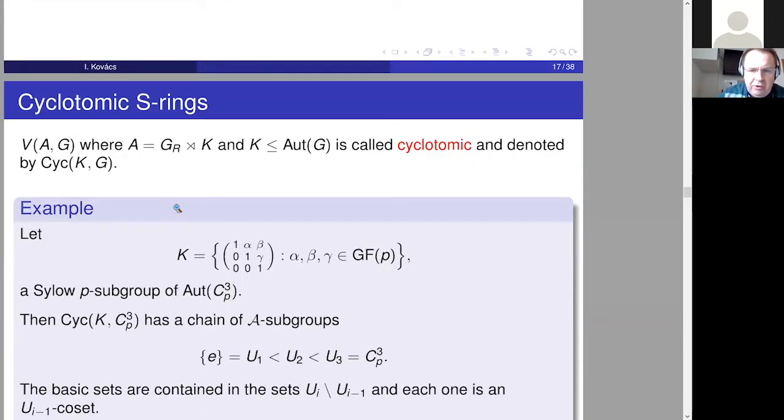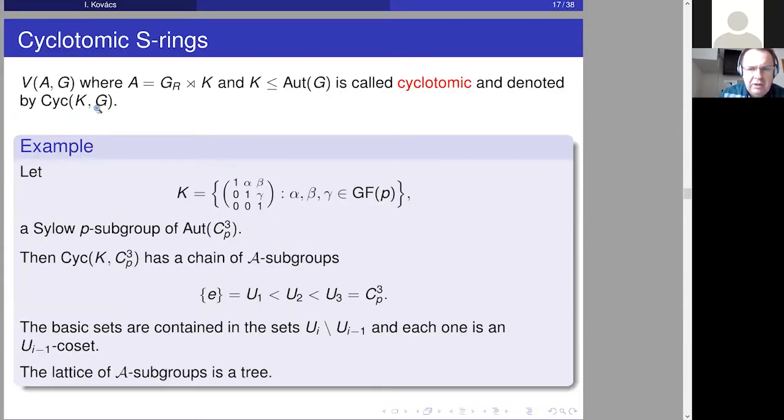Before I give you an example, I just want to introduce one more terminology, and this is cyclotomic S-rings. This is the case when we take a transitivity module induced by a group contained in the holomorph. So now A is just a semidirect product of the group of right multiplications with a subgroup of the automorphism group. In that case, we also use this notation for the transitivity module. So this is a cyclotomic S-ring.